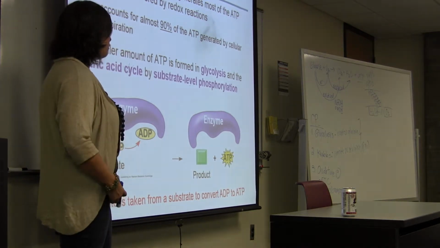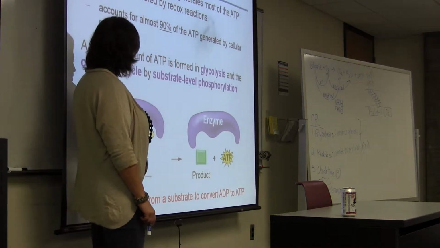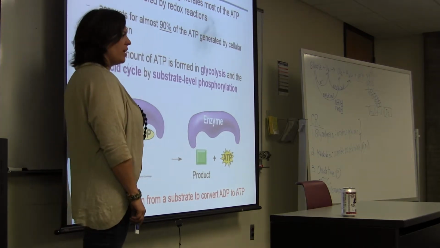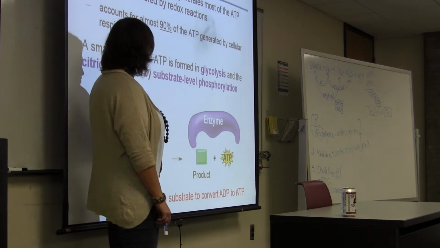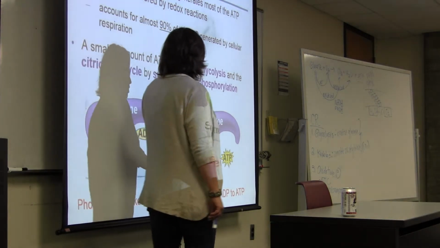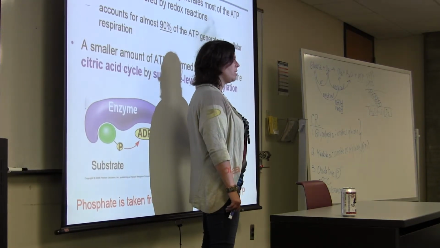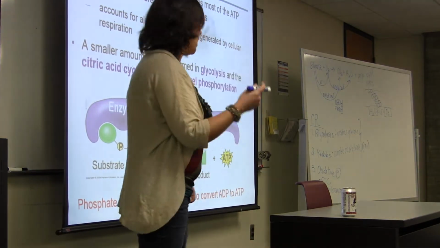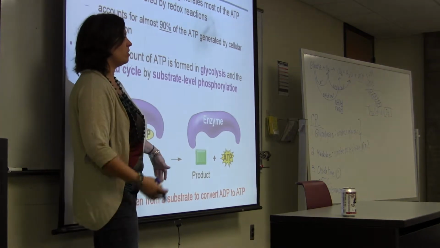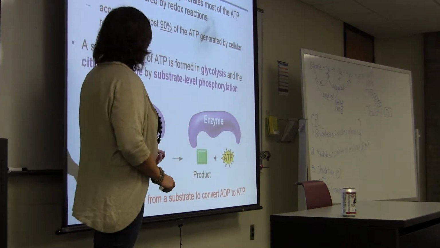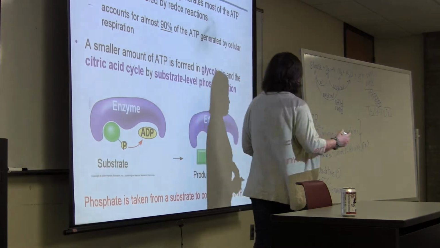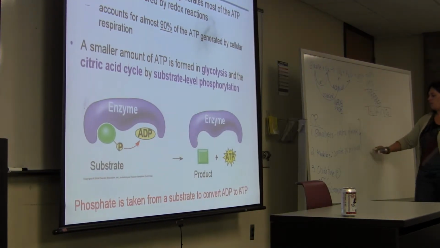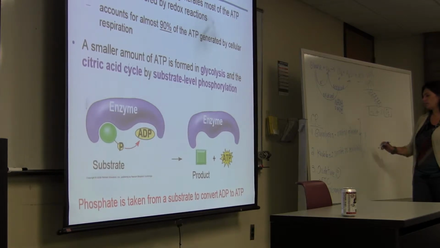So in substrate level phosphorylation, you're going to have your molecule of ADP, and you're going to take that phosphate from the substrate and give it to the ADP, so that you end up making ATP. It's as simple as that. You're taking a phosphate group away from a substrate, and then you're giving it to ADP. So it's called substrate level phosphorylation. And this is going to be used in both glycolysis and the Krebs cycle.